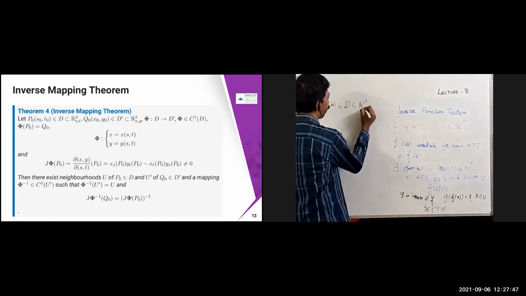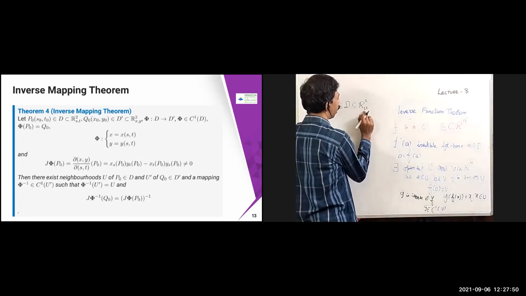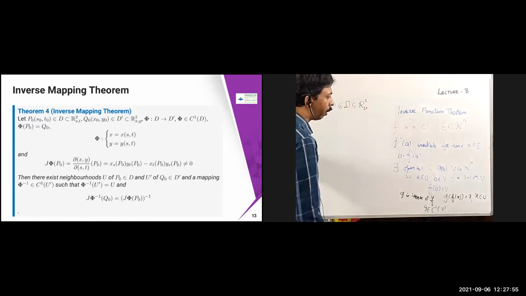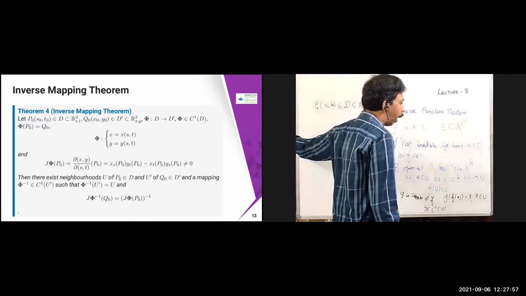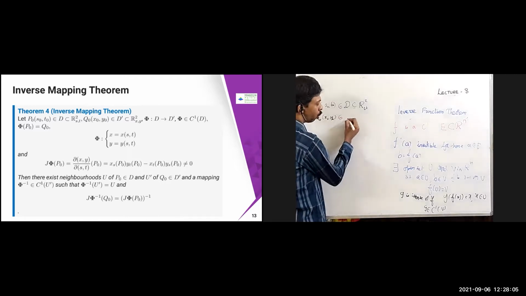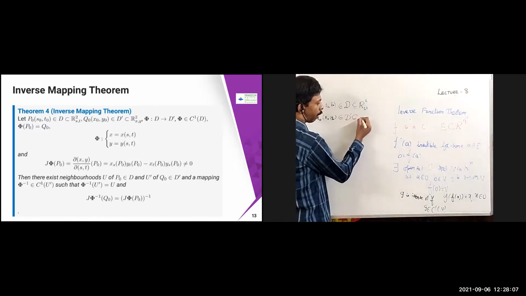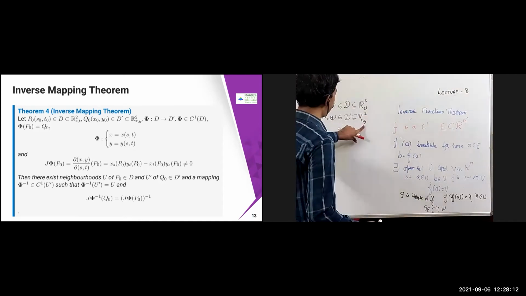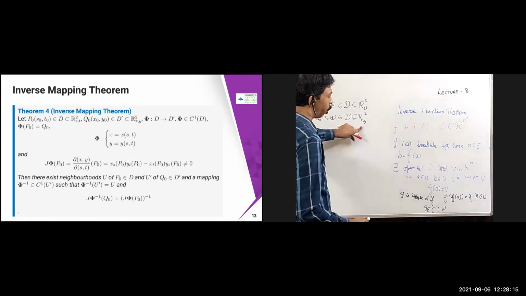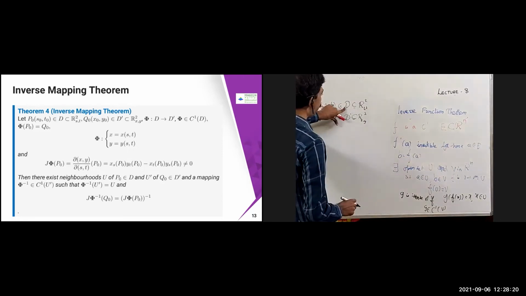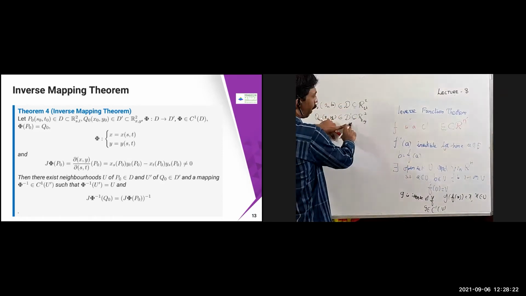Here I am denoting S comma T, that means the variables are S and T in R square. Similarly, I am going to denote Q naught as X naught comma Y naught, which belongs to D dash, a subset of R square, where I denote the variables as X and Y. Same thing: A belongs to E and B belongs to K. So here in the place of U, I'm taking D, and in the place of E, I'm taking D dash.